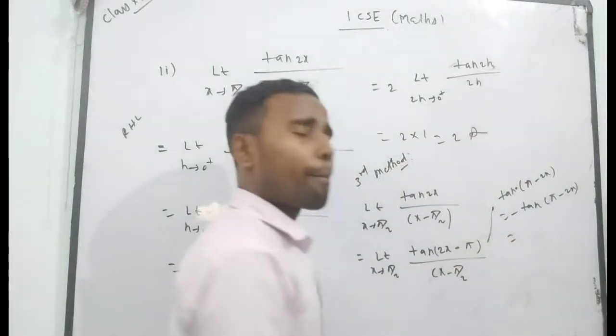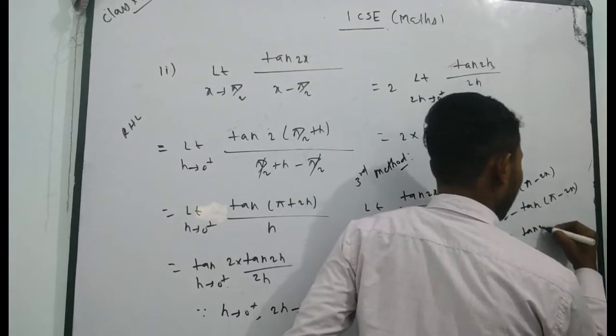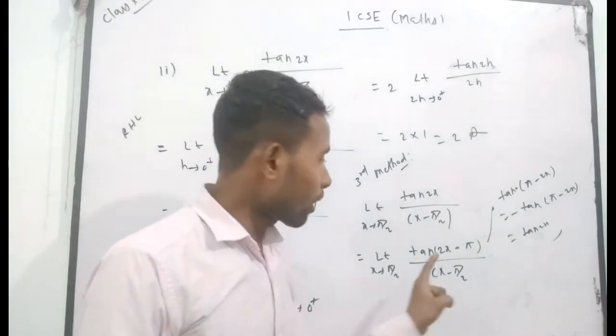Again, what is the formula of tan(pi minus theta)? Minus tan x. Then finally you get minus minus plus tan 2x. That means this is correct. That means tan(2x minus pi) is equal to tan 2x. So I have written here.